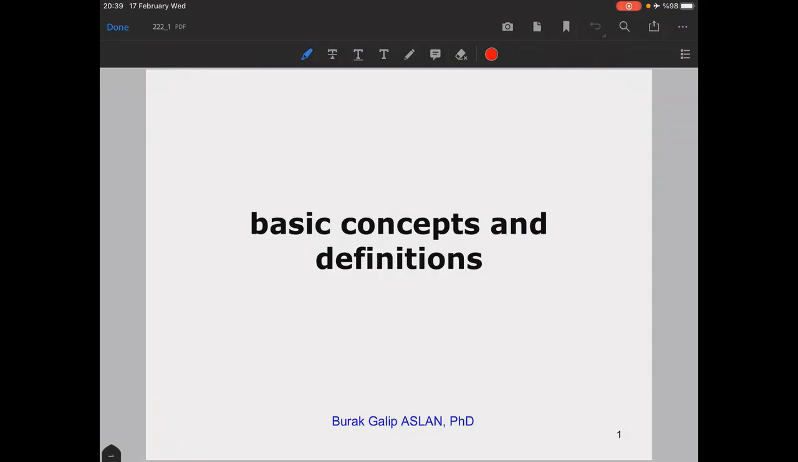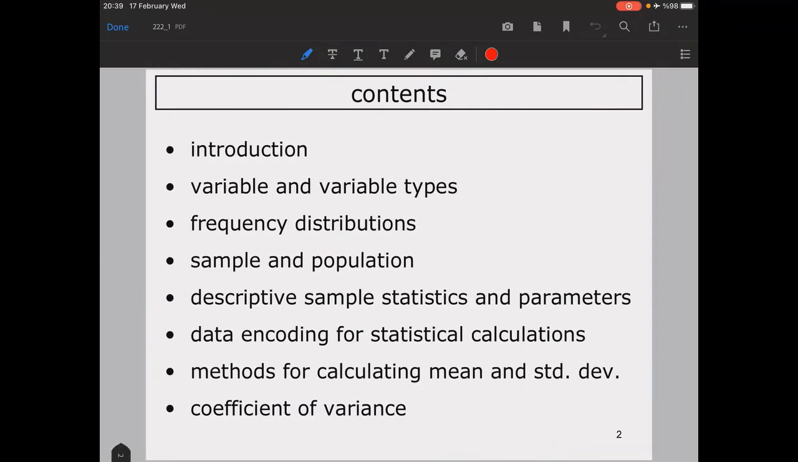In this session, we're going to cover the basic concepts and definitions about statistics. So what we will cover here, we will first start with an introduction. Then we will introduce the definition of variable, what is a variable, and variable types. Then we will talk about the frequency distributions.